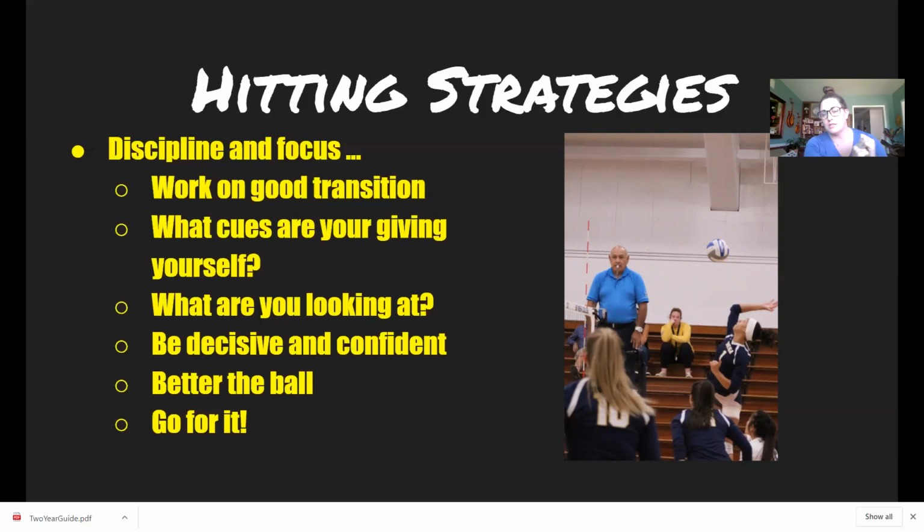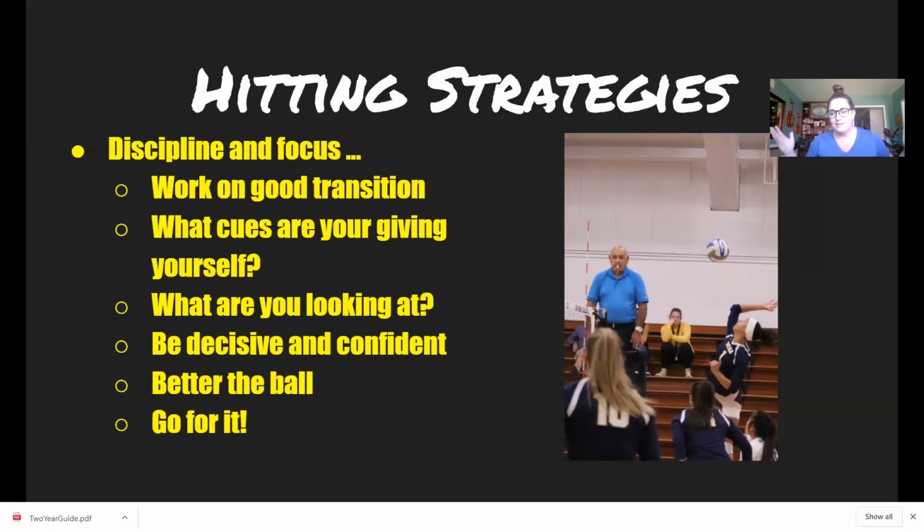And lastly, you just got to go for it. Kind of back to the two bullet points up about being decisive and confident and just going for it. And having a next ball mentality, if you don't get a kill or if you do get blocked, going harder, smarter, and continuing again to adjust and find ways to score.